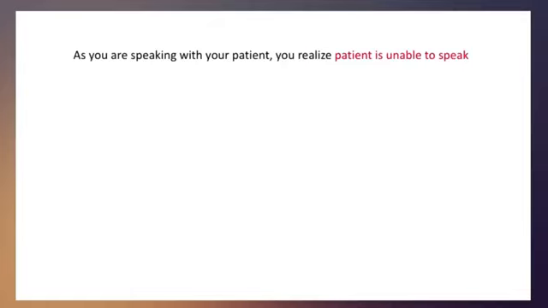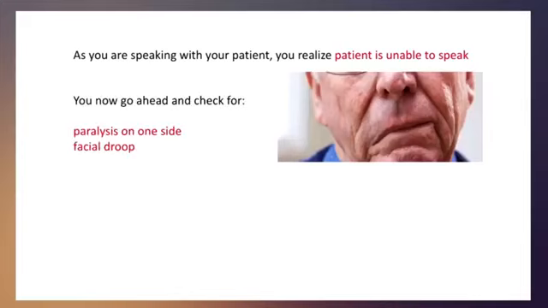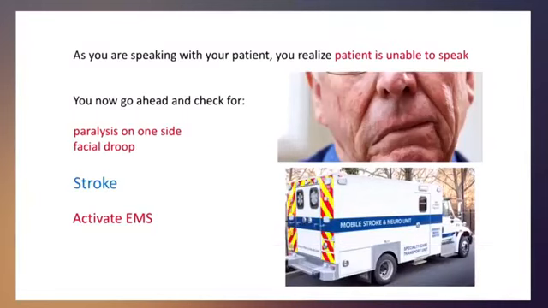All right, as you're speaking with your patient, you realize that the patient is unable to speak and you see this. Now you get really concerned and you go ahead and check for paralysis on one side and facial droop. You're thinking stroke, and that's correct. Activate EMS, help is on the way.